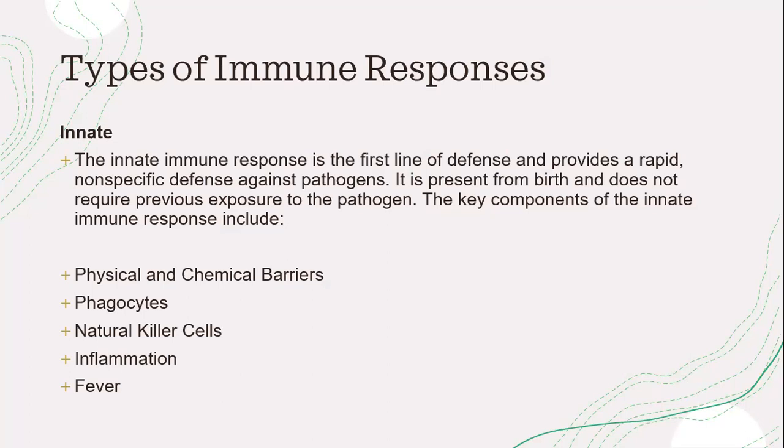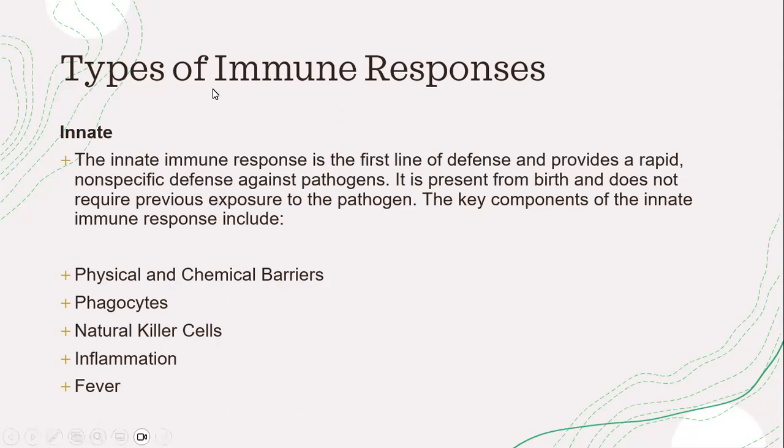The innate immune response is the first line of defense that provides a rapid, non-specific defense against pathogens. It is present from birth and does not require previous exposure to the pathogen. The key components of the innate immune response include chemical and physical barriers, phagocytes, natural killer cells, inflammation and fever. So yeah, the main part about this is non-specific defense.